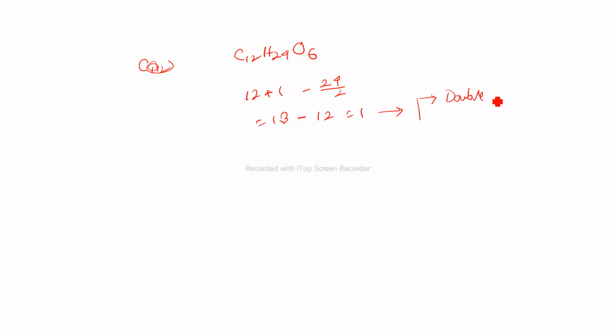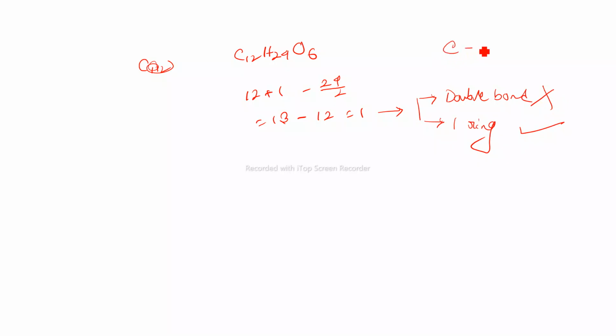C12H24O6. 12 plus 1 minus 24 by 2 gives 13 minus 12, so the double bond equivalent is 1. So it is either a double bond or one ring. If a double bond is there, then the symmetry will not come, so it must be a ring.